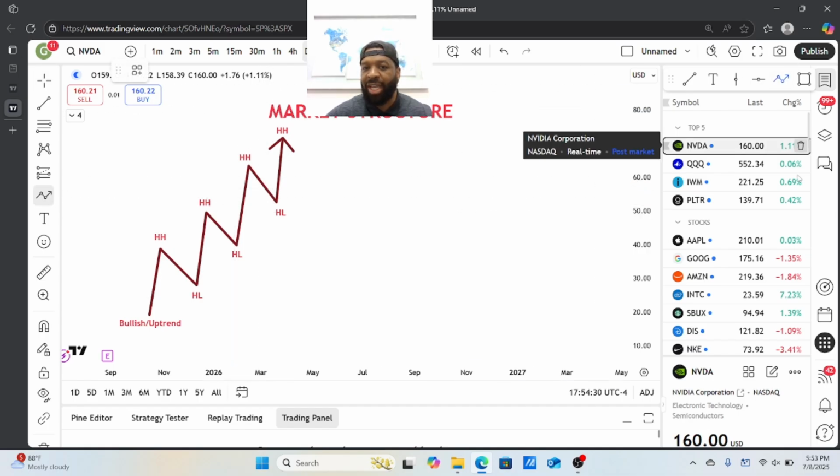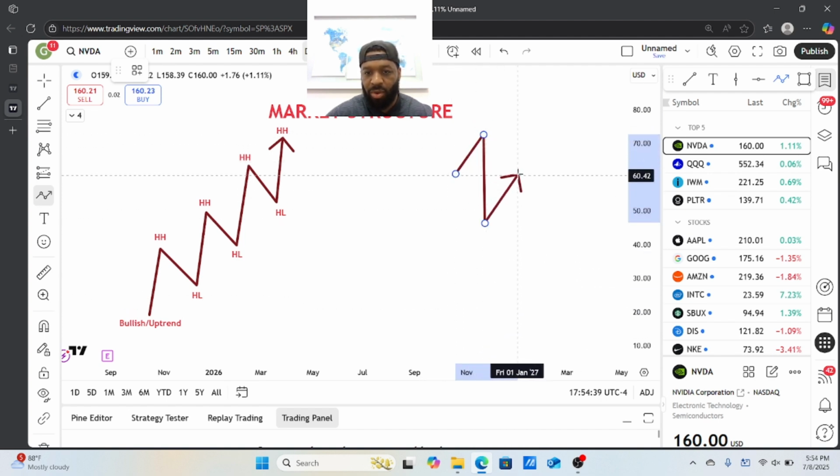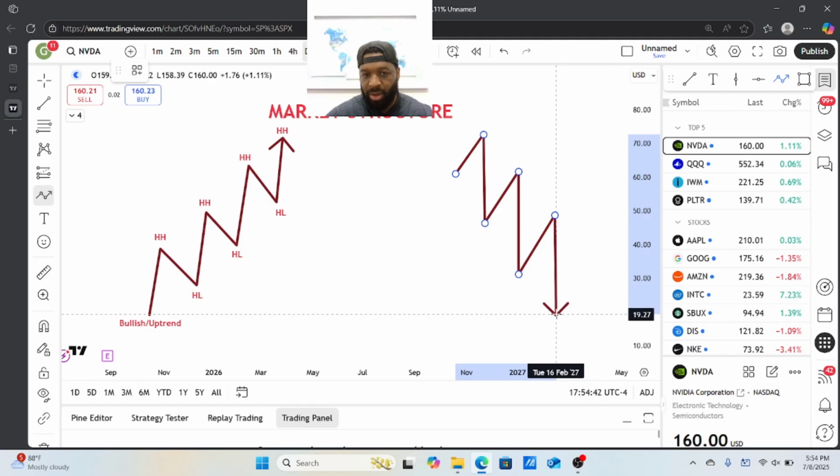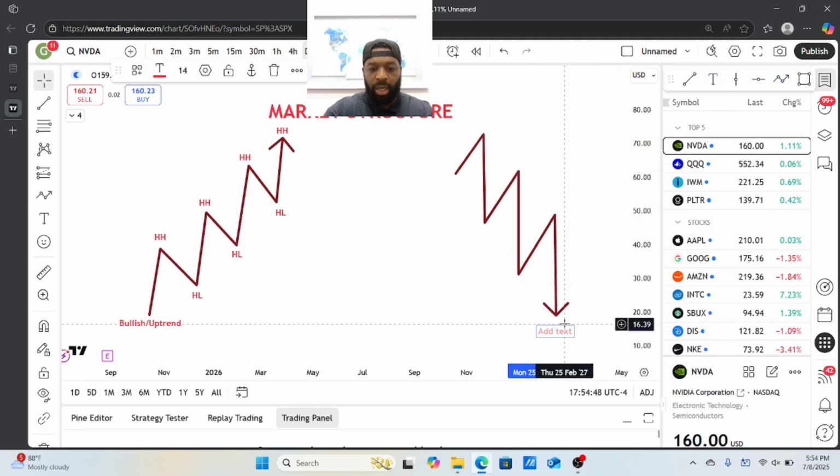Now, if we are moving in a downtrend, we are moving like this, where you have a lower high, lower low, lower high, lower low, lower high, lower low. This is a downward trend, or in trading terms, a bearish market. So we are bearish, and I'll put downtrend.